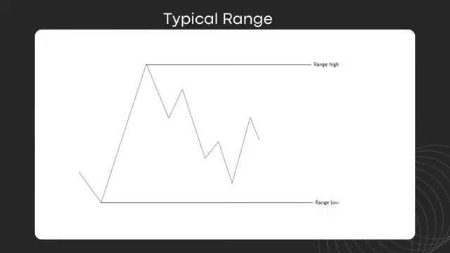Now let's look at some graphical representation of each type of range, right? So the first one we've got is the typical range. We already saw this one before and it's pretty simple, right? We've got a high and a low and price is stuck between that high and low, and this is what a typical range looks like. It's a bit subjective compared to the other types.